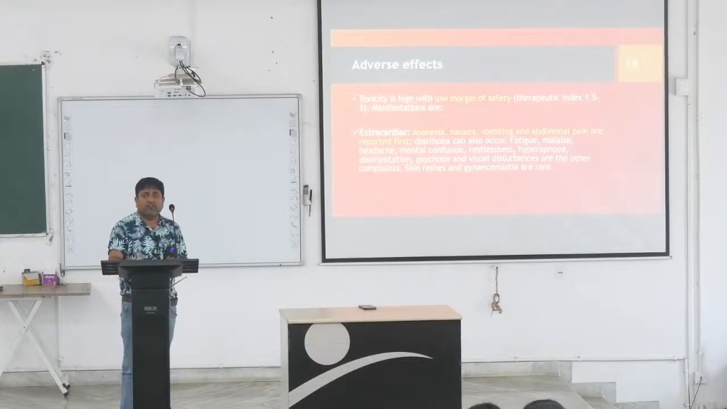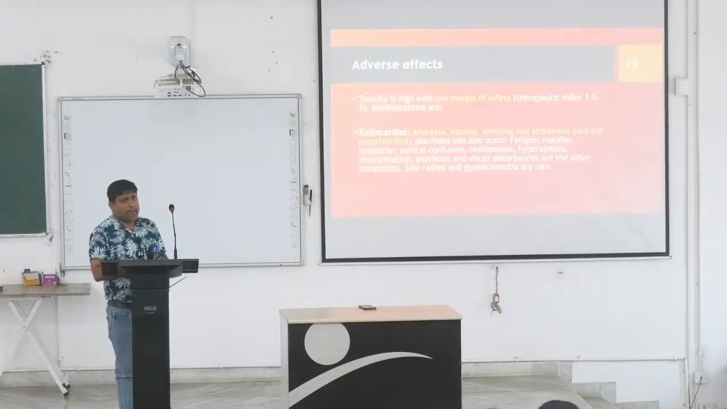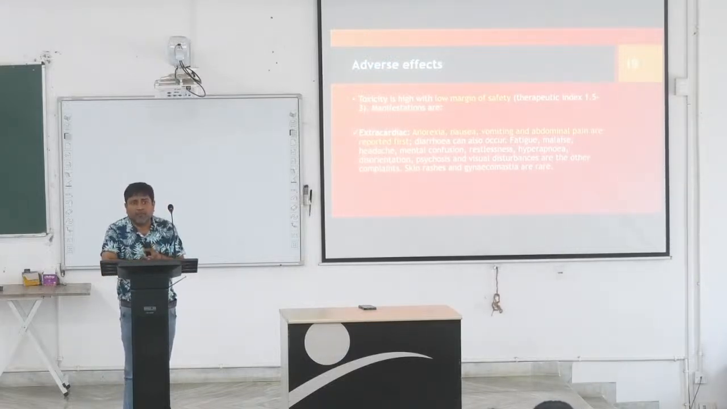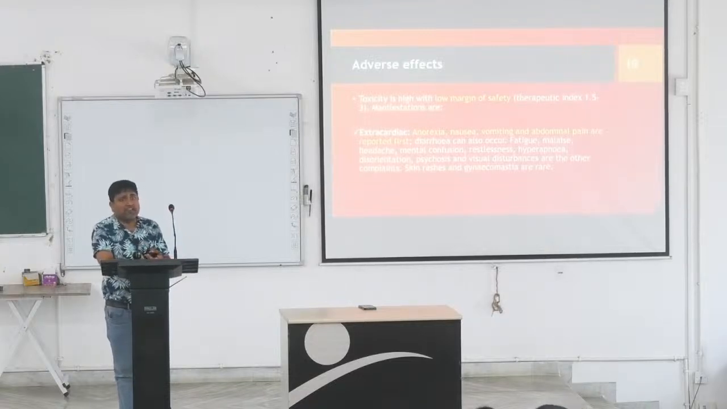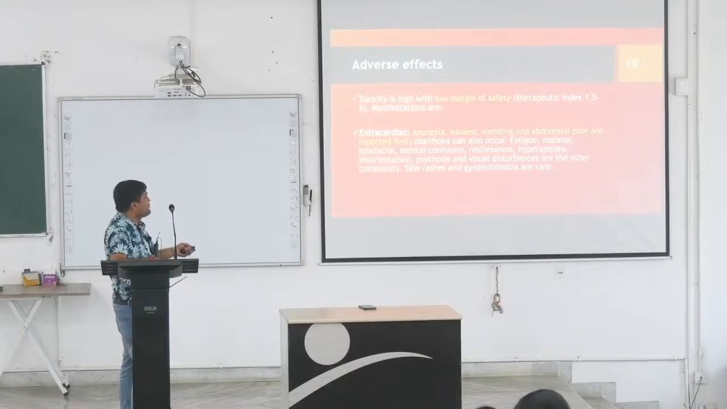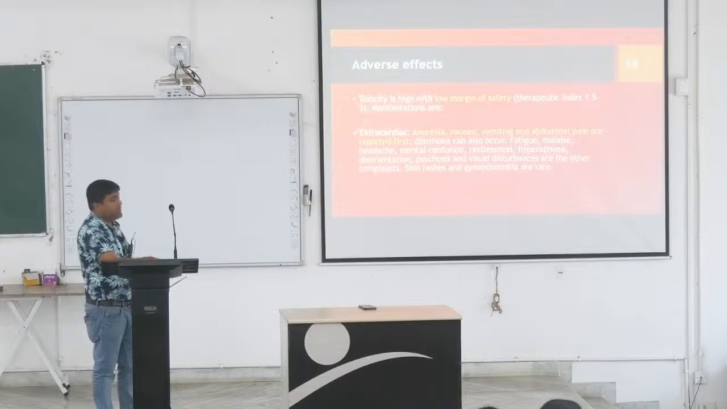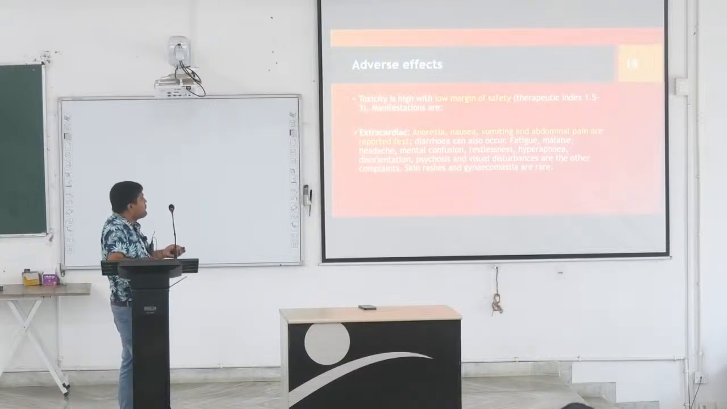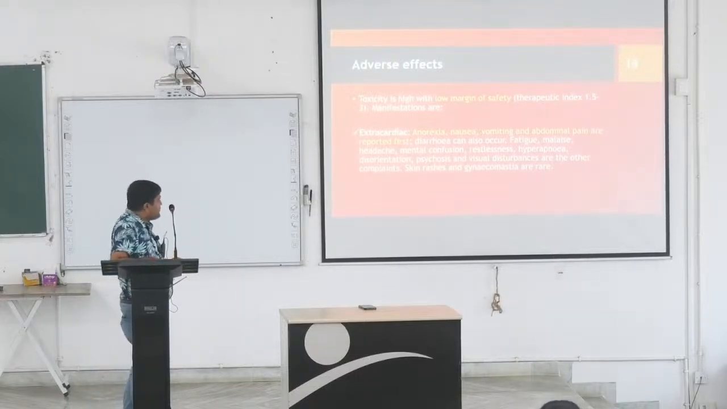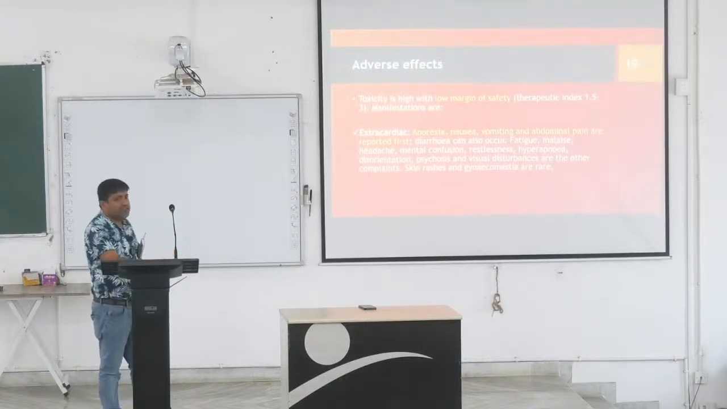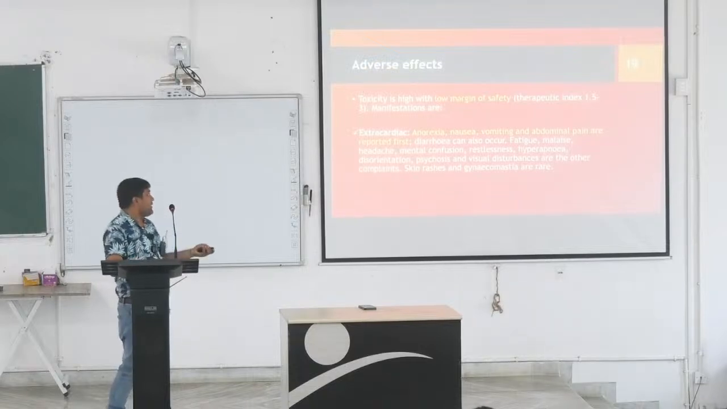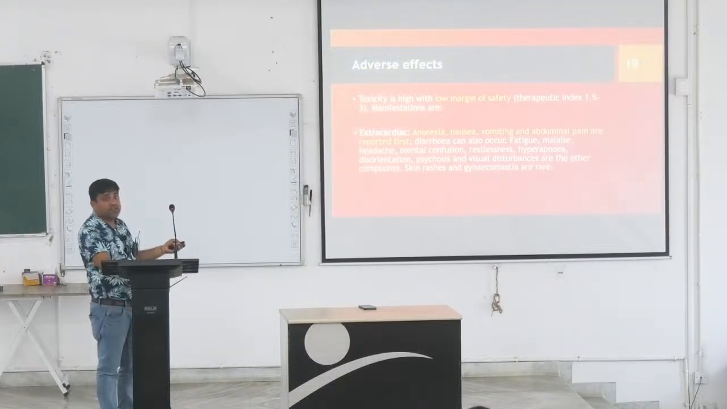Extracardiac: anorexia, nausea, vomiting, abdominal pain are first to develop. Why? Because of chemoreceptor trigger zone activation, mesenteric vasoconstriction, and gastric irritation. Diarrhea can also occur. Fatigue, malaise, headache, mental confusion, restlessness, hypopnea, disorientation, psychosis, visual disturbance can occur, and skin rashes and gynecomastia are rare. Now coming to cardiac toxicity.